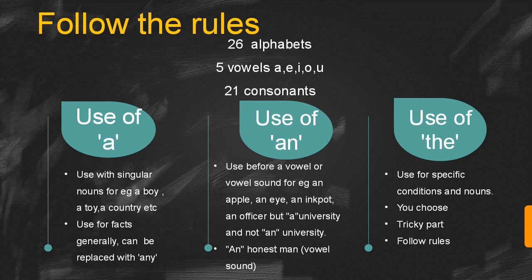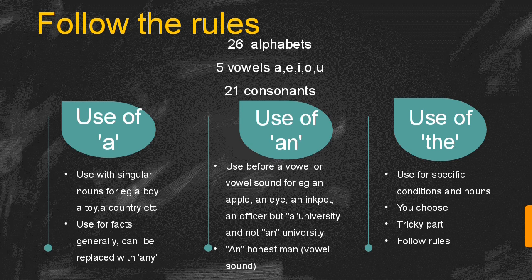Exactly the same rule will be applied to words like an honest man. But with words like university, usage, unique, uniform, the first letter sound is of a consonant, that is Y, and not a vowel like in umbrella. So U here is a consonant sound and a is a vowel sound. Therefore, we use an before the word starting with a vowel or words with vowel sounds.